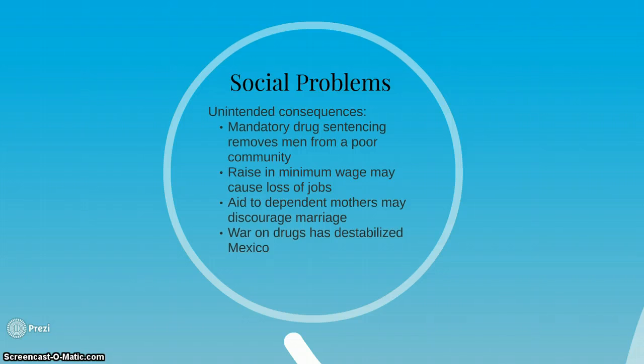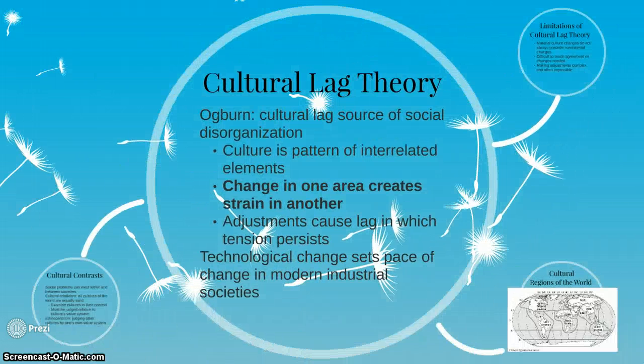Raising the minimum wage may be a good thing, but it also can cause a loss of jobs. The welfare program Aid to Dependent Mothers is a wonderful thing to help young women keep their babies and raise them, but it might also discourage marriage, because as soon as the young mother becomes married, she loses her benefit. The war on drugs is certainly important, but it has entirely destabilized Mexico, as it did earlier Colombia. And so social solutions can sometimes lead to new problems through the law of unintended consequences.